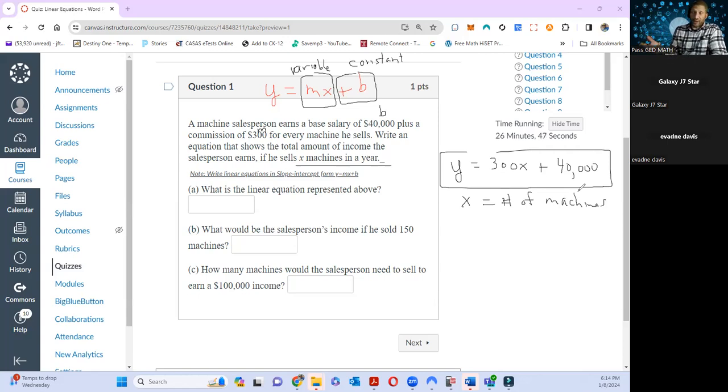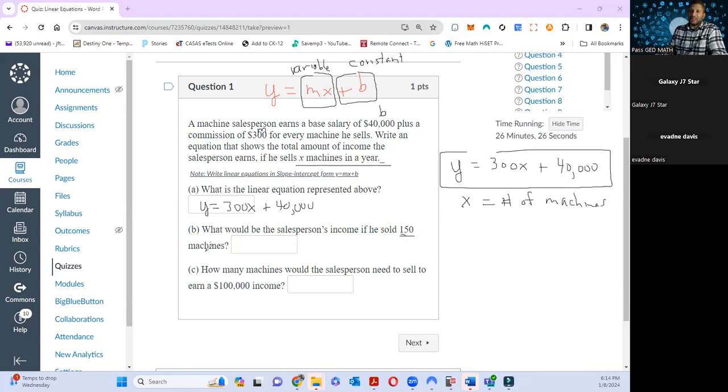300 times every machine I sell, so that can change. That's my slope. 300 is my slope. So now, what is the linear equation? y equals 300x plus 40,000. Now listen to what they ask you. What would the salesperson's income be if he sold 150 machines?